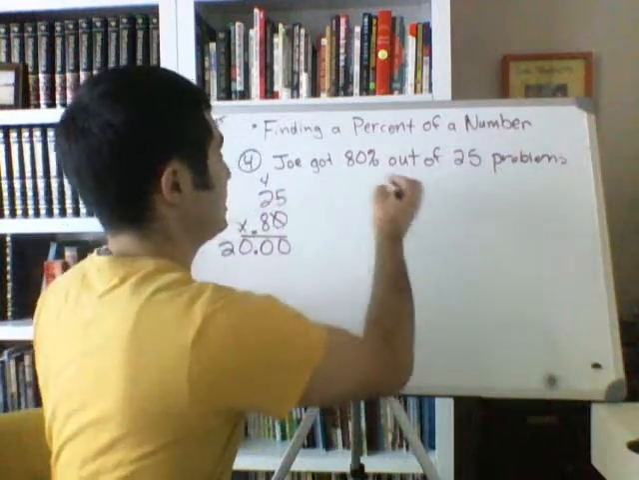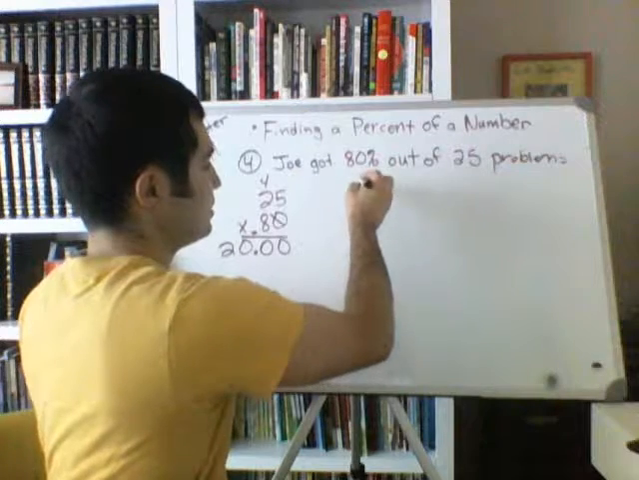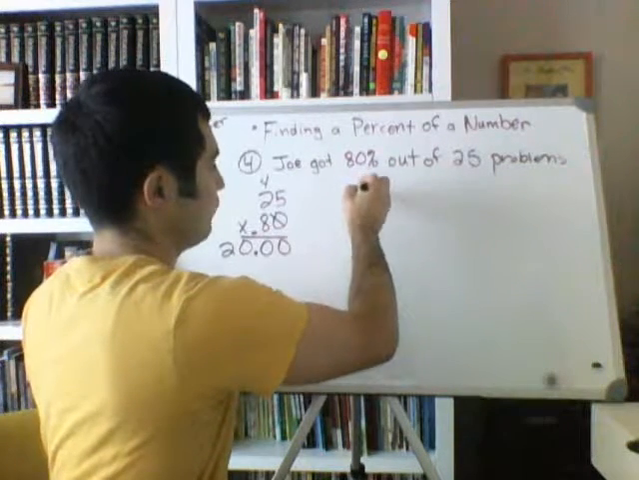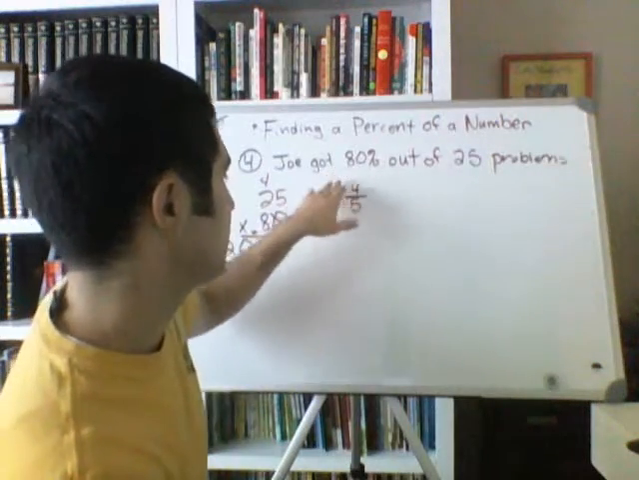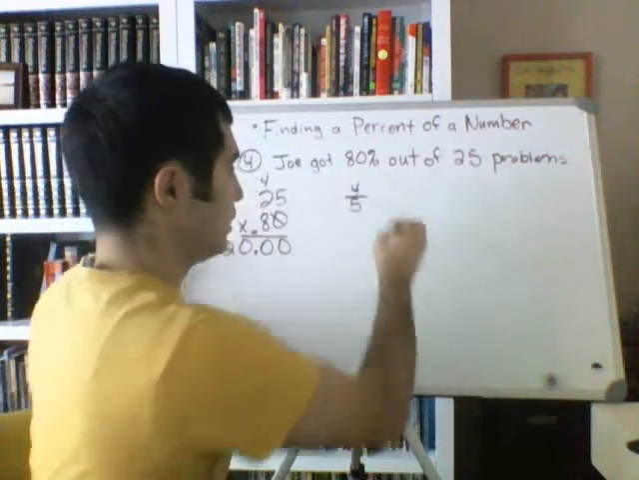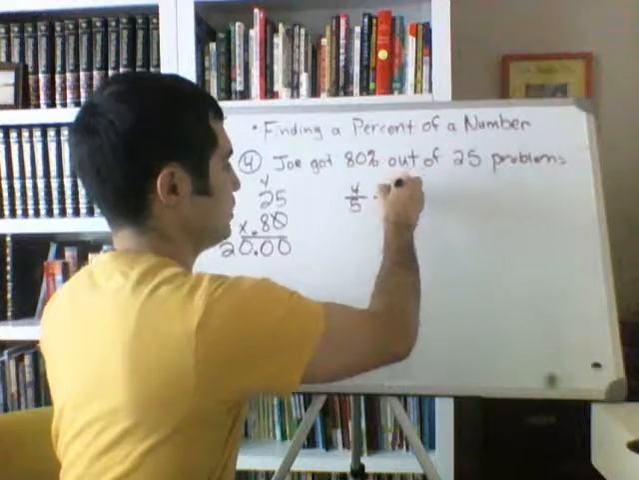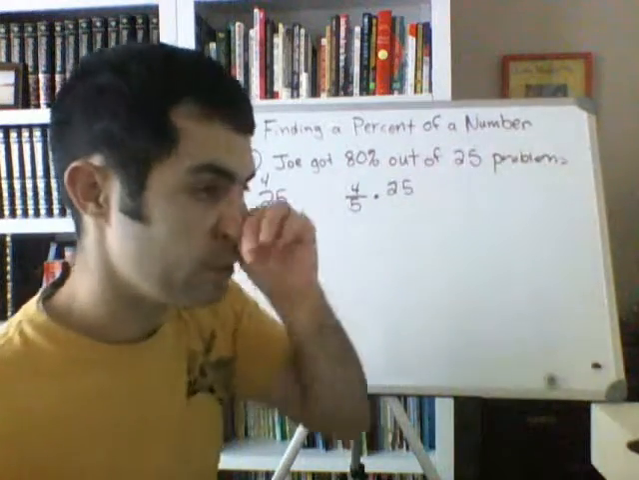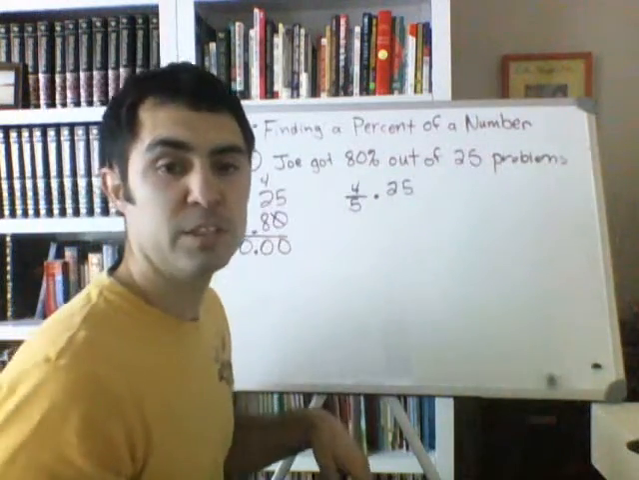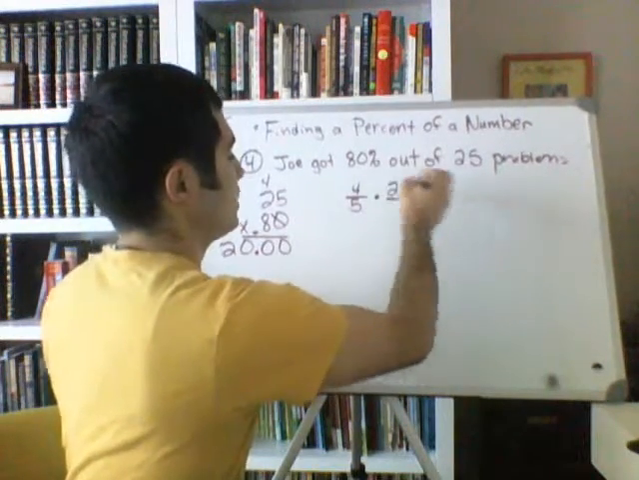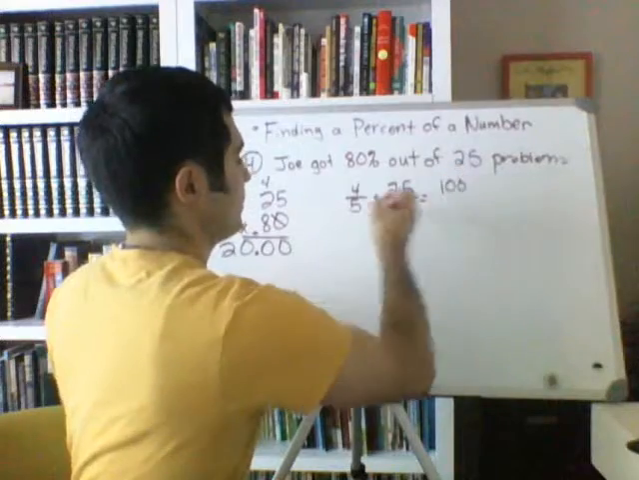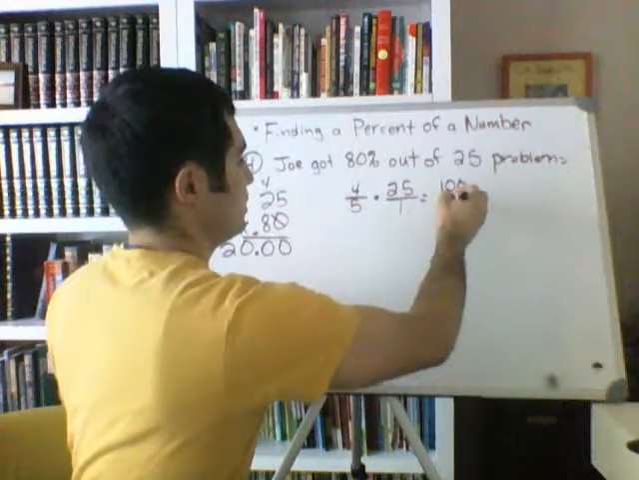Another way you can do it is 80% is 4/5. If you can memorize these, it'll be easy to convert. So let's take 4/5 times 25. Remember, any whole number that you want to change to a fraction, you just put it over 1. 4 times 25 is 100. 5 times 1 is 5.